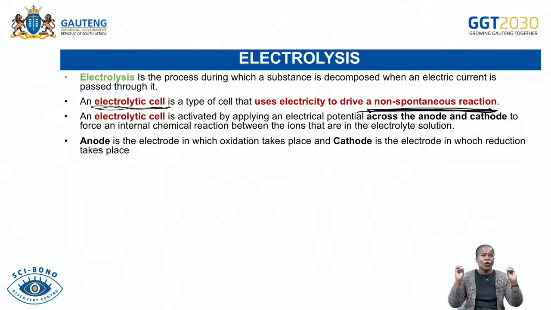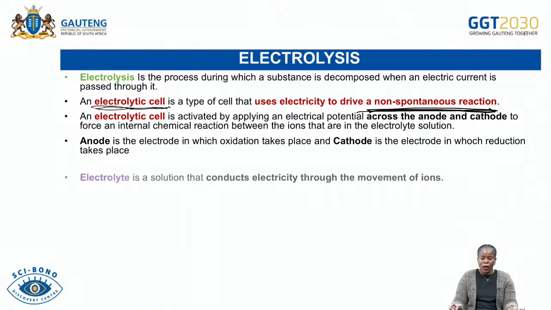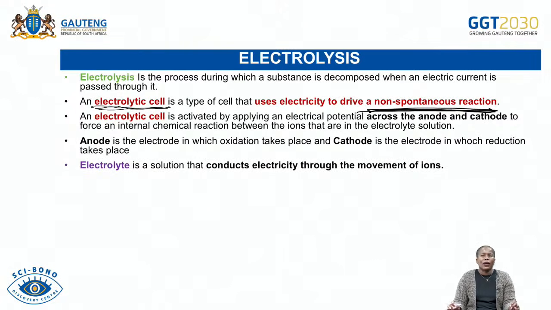We have an anode, which is an electrode where oxidation takes place, and then a cathode, which is an electrode where the reduction takes place. For oxidation to take place, there will be an increase in the oxidation number. Now, electrolyte. What is that?